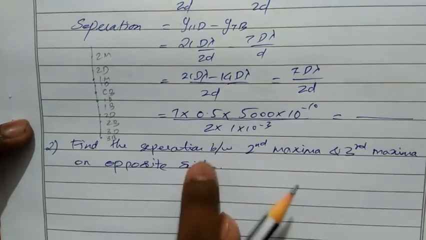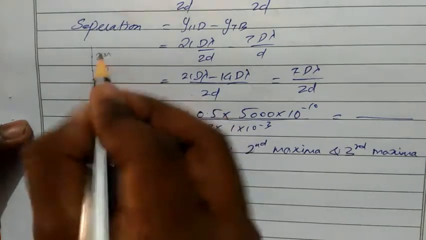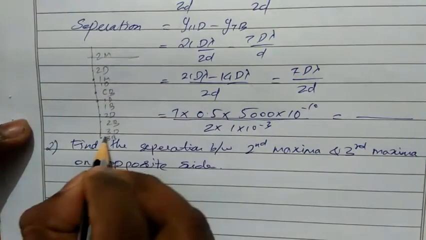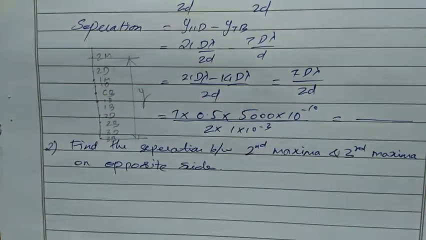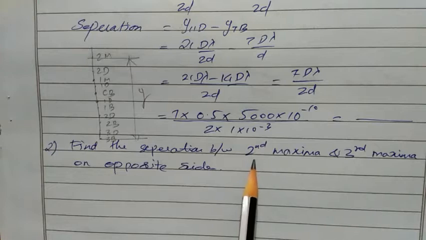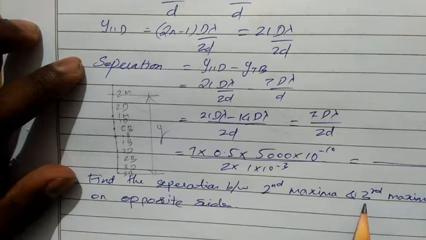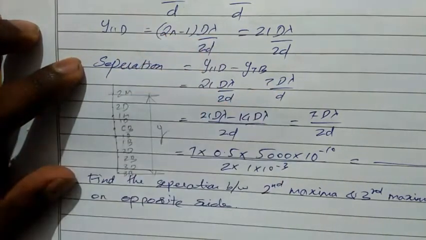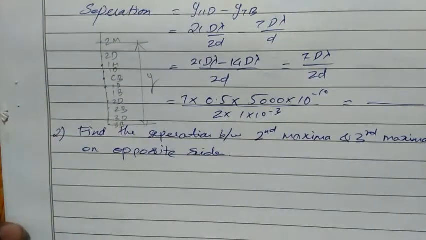It is asked the separation between second maxima and third maxima on opposite sides. So here I take the second maxima, here we take the third maxima. We have to find this distance. Can you find it? Substitute the values. First you have to find y2b, then you have to find y3b. On the opposite side, then find the difference, the separation. So move to the third problem.